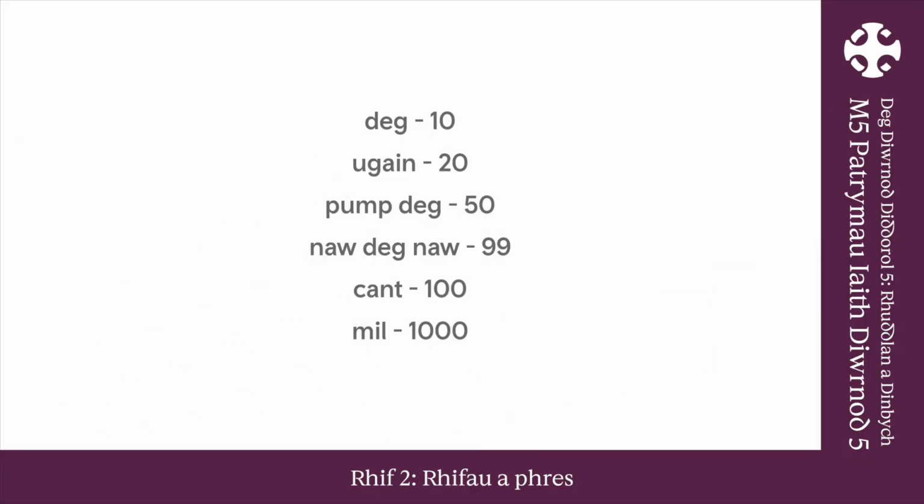Some other numbers that could be useful. Deg, 10. Ugain, 20. Pumdeg, 50. Nawdeg naw, 99. Cant, 100. Mil, 1,000.